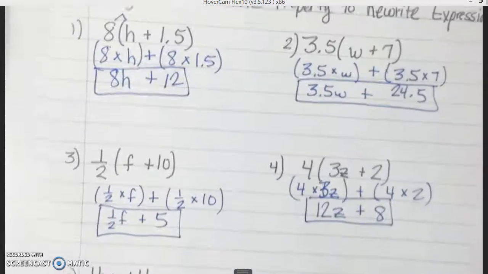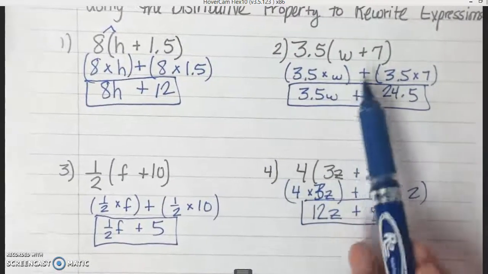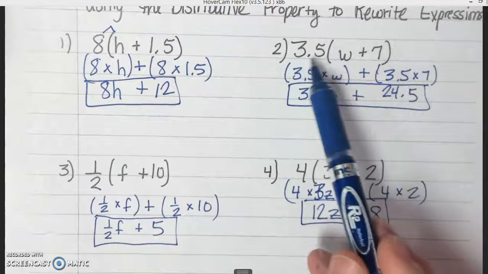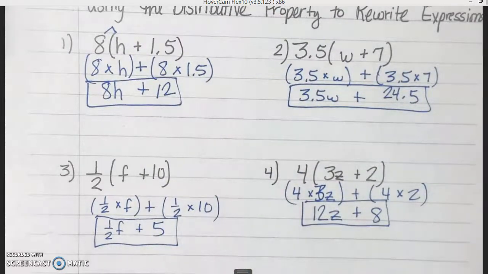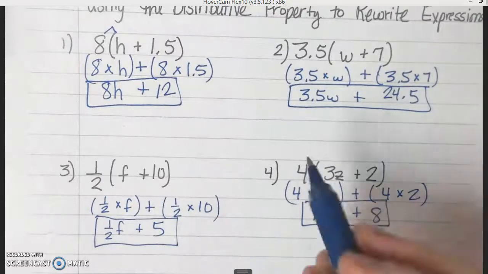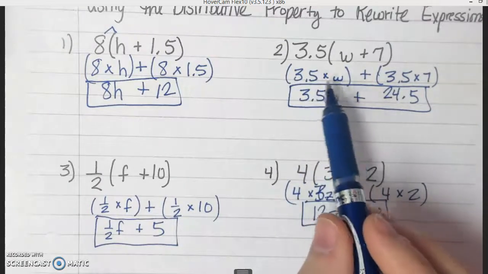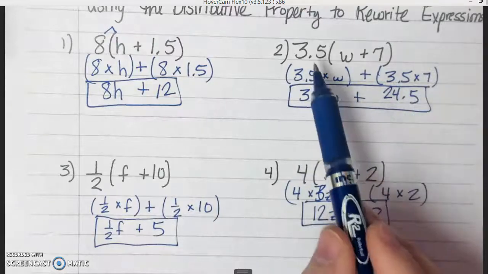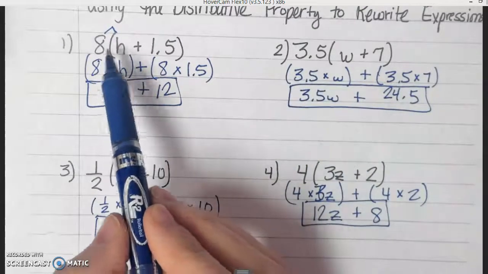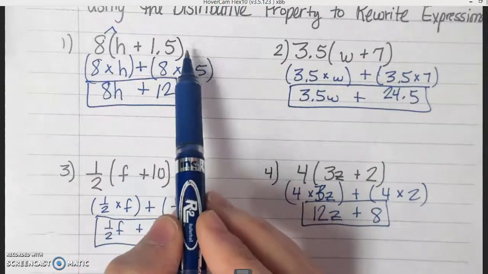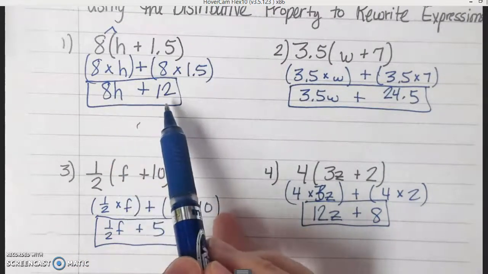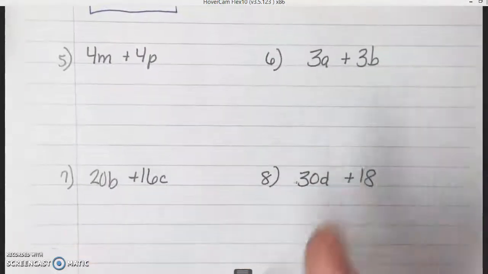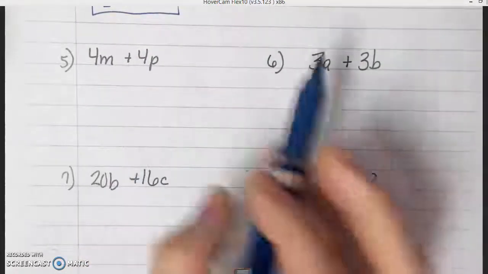Alright, so notice on all 4 of those, we started off with parentheses. So the greatest common factor was already out here, outside of parentheses, and we just multiplied by each of the numbers inside the parentheses until we worked it out and got our expression. So like right here, we took the factor and multiplied times 8, and then we multiplied times 1.5 to get 8h plus 12. On the next 4, these aren't in parentheses. So what we're going to do is we're going to go in reverse of what we did at the top here.